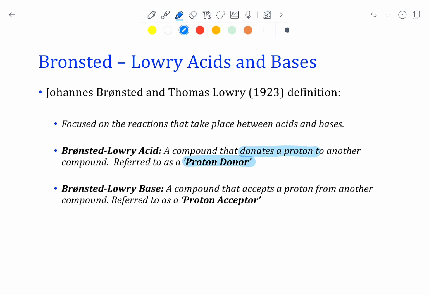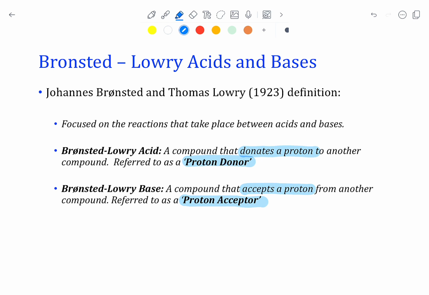On the other hand, we have a Bronsted-Lowry base, also known as a Bronsted base, and this is a compound that accepts a proton from another compound. So the acid will donate the proton and the base will accept it. So the base is referred to as the proton acceptor. So that's why acids and bases go together so well, because the acid is donating a proton and the base is going to accept it.